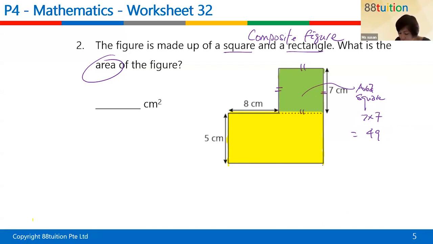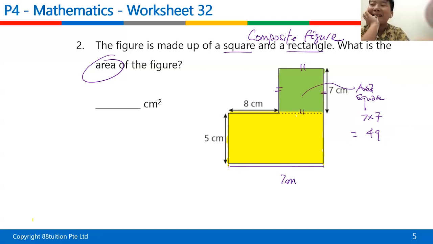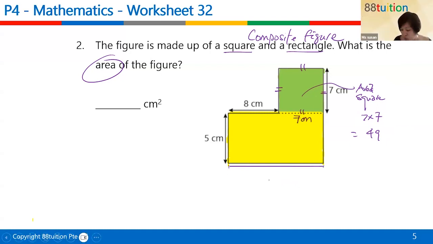Cannot find. What is my missing thing here? My 7 length. How do you know it's 7? Is this 7? No, oh, it's 8 plus 7. I will purposely write the wrong thing. I want to see who is not listening. So this one will go down to 15. Who is not listening? That means you don't know what went wrong also. Okay.